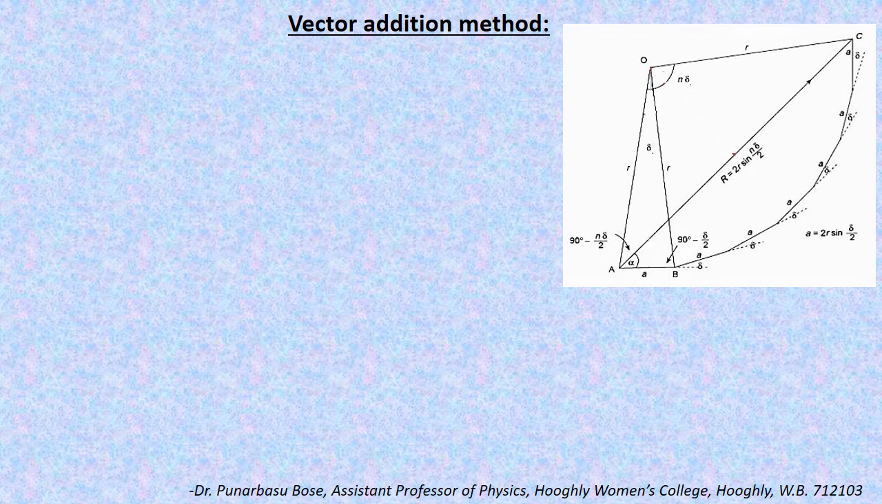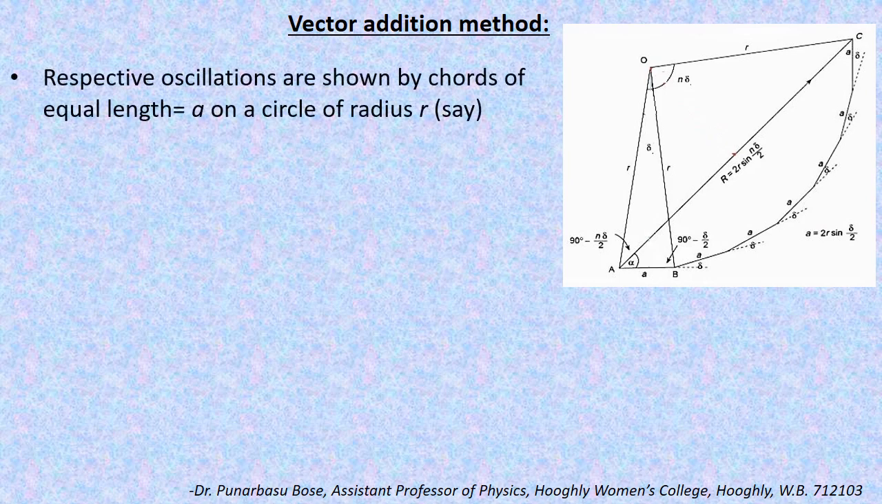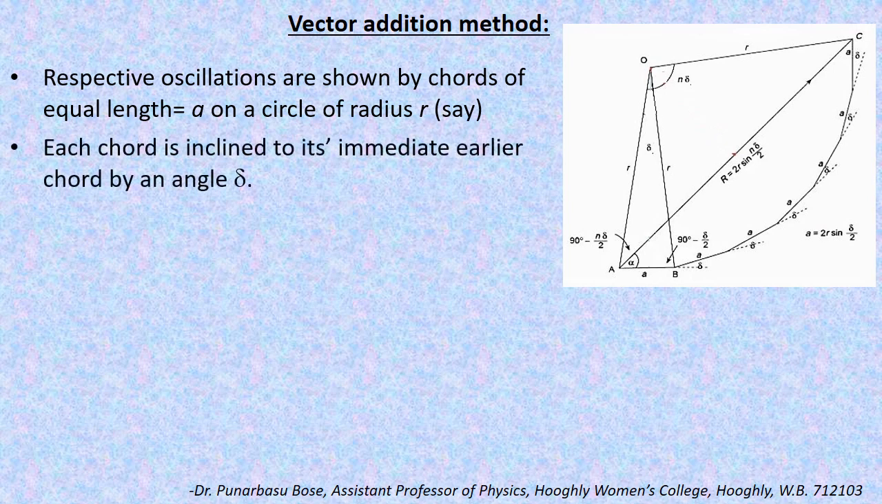In this method we will draw the respective oscillations as vectors, where all the vectors have the same magnitude, which is taken as a here, but their phase is being increased by an angle delta. So in this figure, each chord having length a represents the oscillations x1, x2 up to xn, and each chord is inclined to its immediate earlier chord by an angle delta.